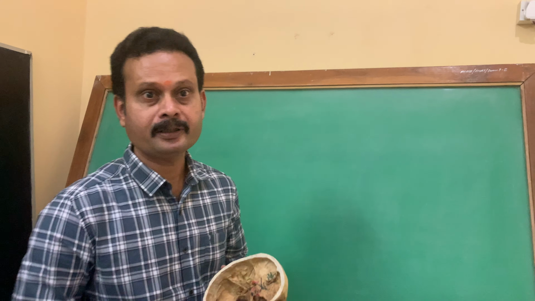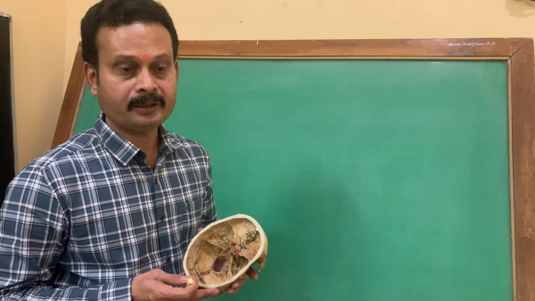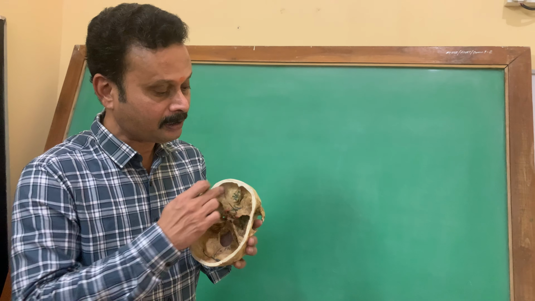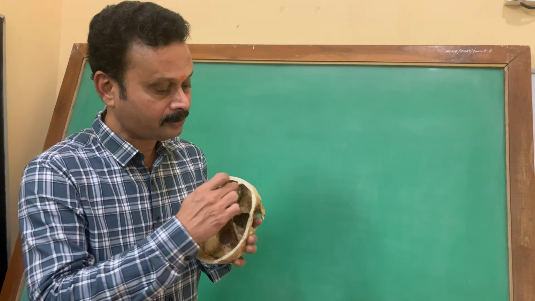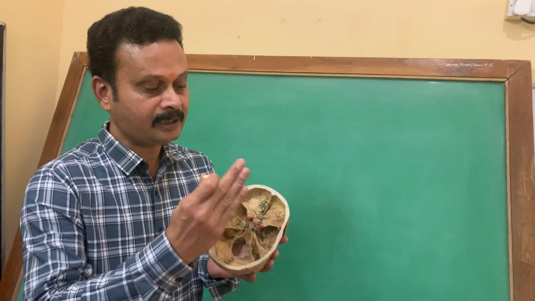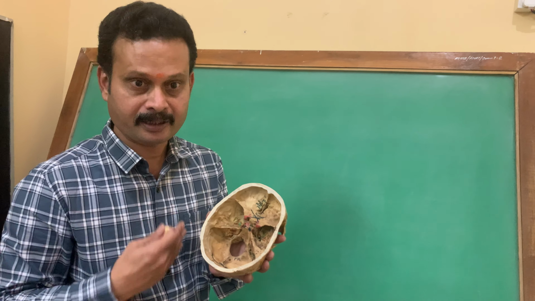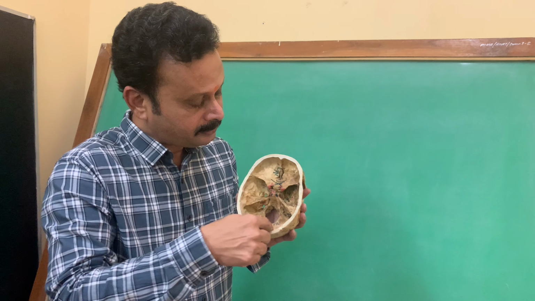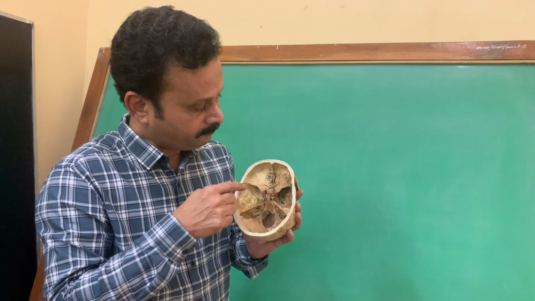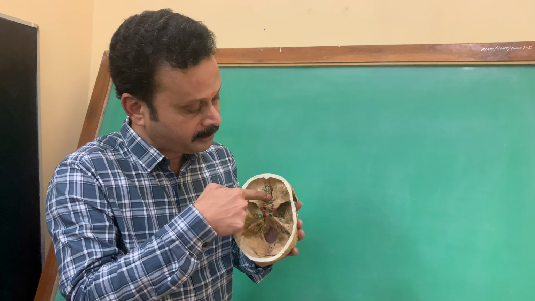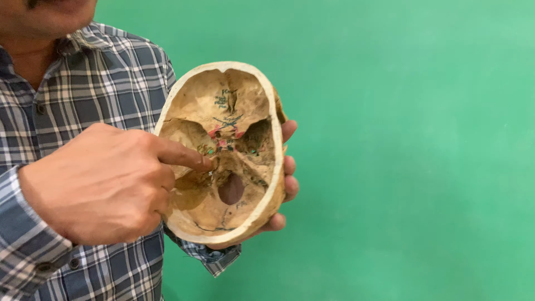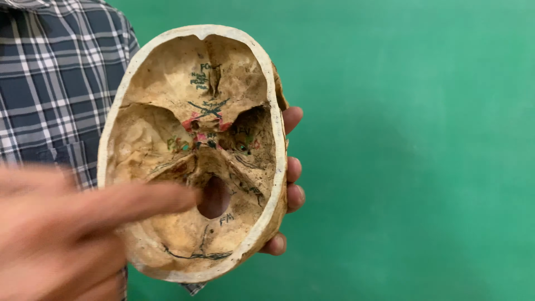Let us today know about the interior of the cranial cavity, the osteology part of the interior of the cranial cavity. So here we have removed the skull cap or calvaria in the cranium here. Thus we are seeing a cranial cavity which is divided into anterior cranial fossa. This one is the middle cranial fossa and this one is the posterior cranial fossa.